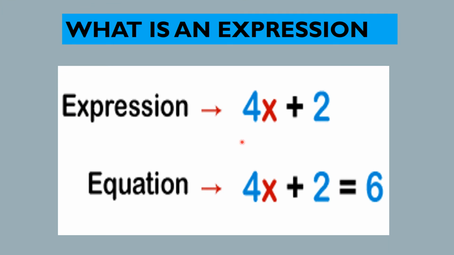What is an expression? Here you can see the image of an expression as well as an equation. Now, in an equation, you can see there is an equal to sign, whereas in an expression, there is no equal to sign. And the terms of the expression are added here. So 4x and 2 are the terms of the expression. So let us understand better.